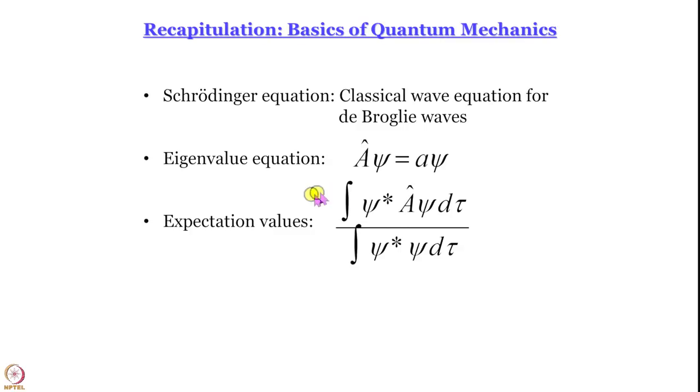Expectation value, as we have discussed, is integral psi star A psi d tau divided by integral psi star psi d tau. Well, if psi is normalized, as a well behaved wave function would be, then the denominator would be 1 anyway. And the most important thing is we have learned that quantization does not fall from the sky, unlike the Bohr model. Quantization arises naturally when we use boundary conditions, and we have to use boundary conditions because we are working within the ambit of the Born interpretation that these waves are probability waves. Psi psi star is probability density, right. This is what we need to remember and use as we go from here.